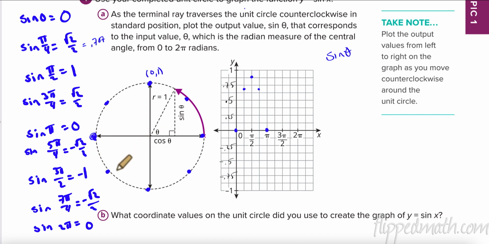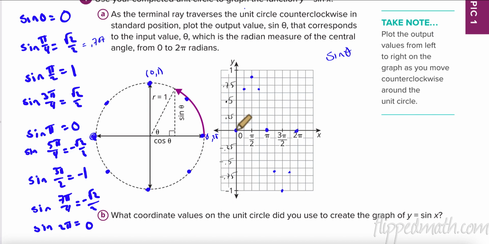Now I'm here at 5 pi over 4. That's negative 0.707, so that's going to be somewhere in here. At 3/2 pi, I'm at negative 1, directly down, so that would be here. Over here I'm at negative radical 2 over 2, so at 7 pi over 4, I'm here. And then at 2 pi, I'm back to 0, because this, remember, is 0 or 2 pi.